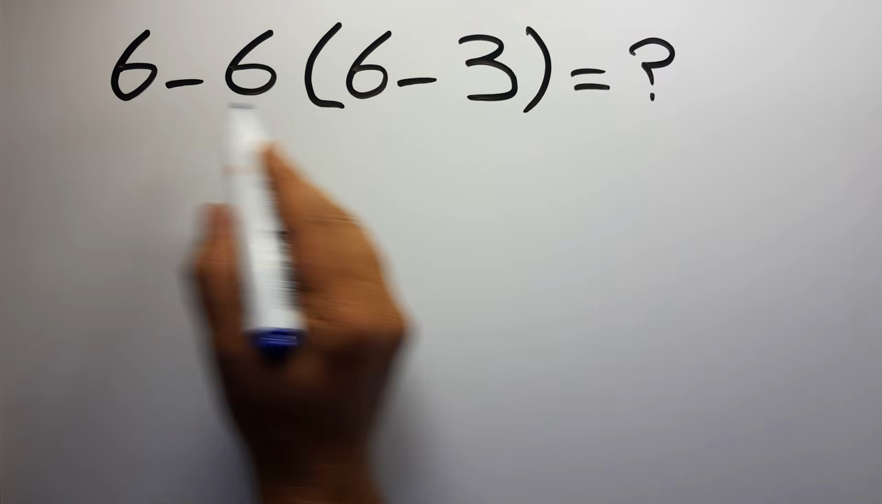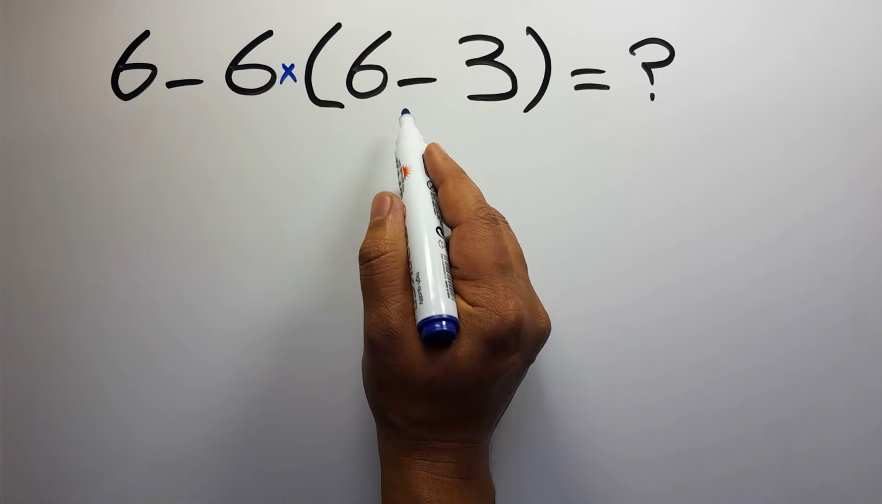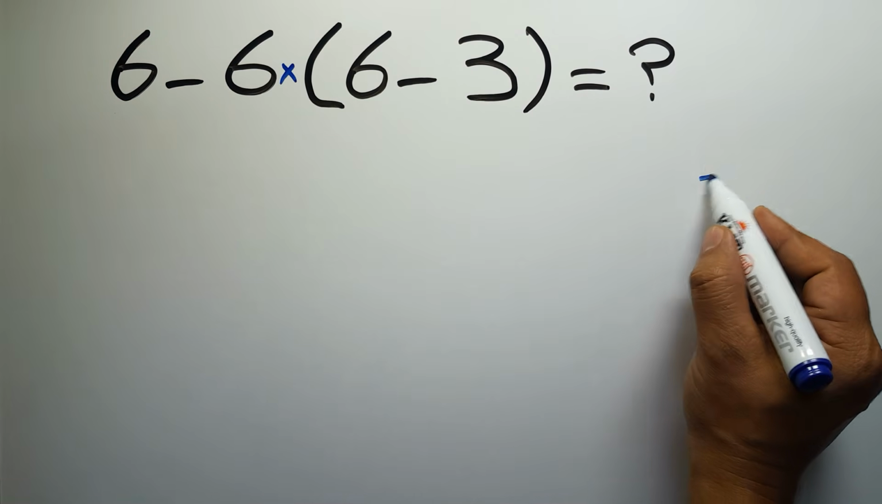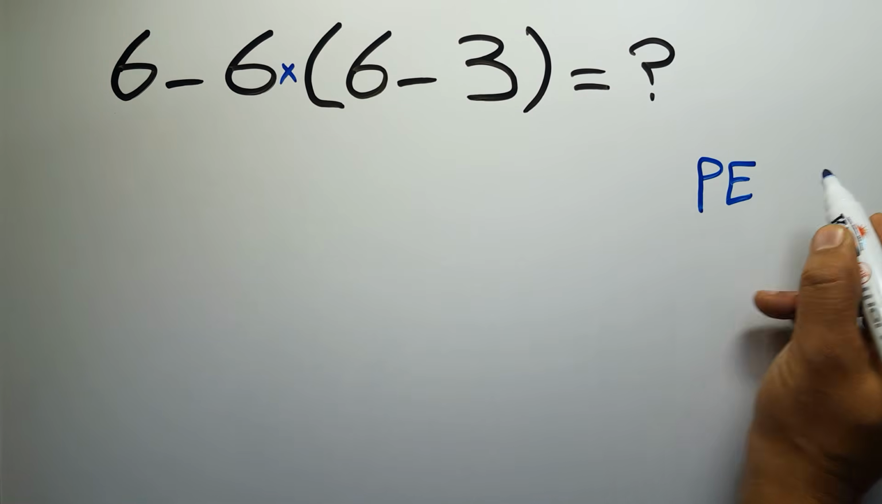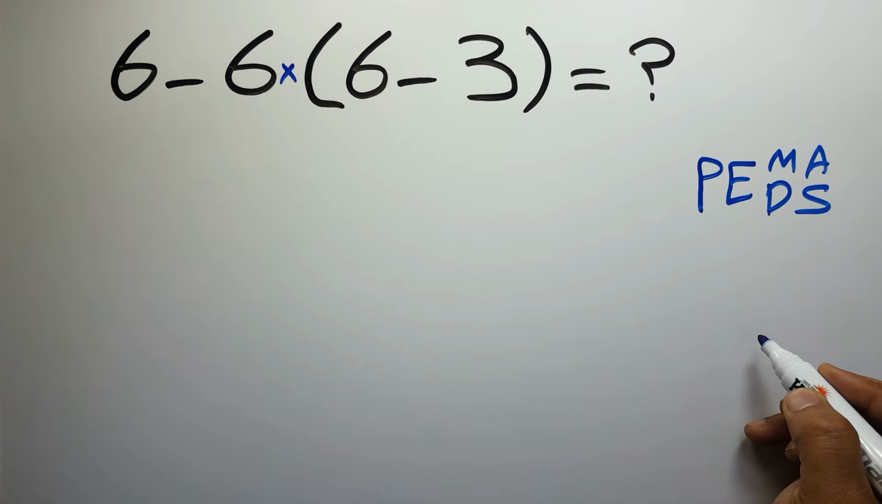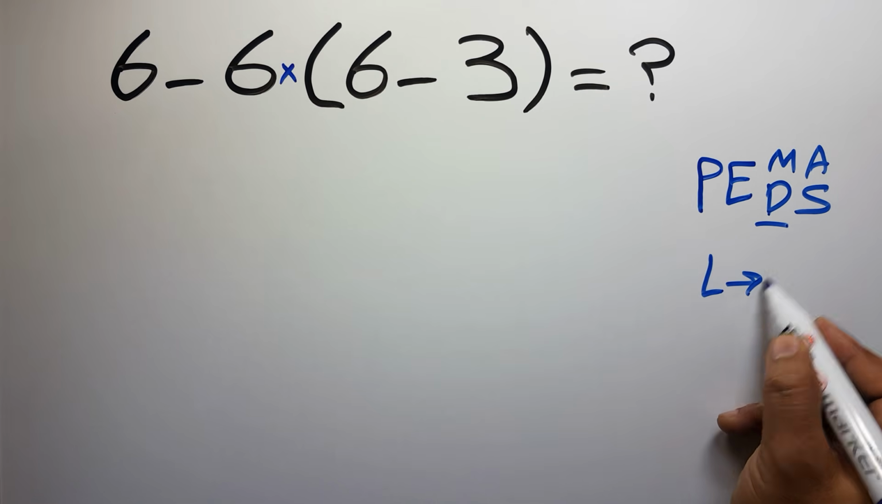In this expression, we have one subtraction, one multiplication, and one parenthesis. Inside this parenthesis, we have one subtraction. According to the order of operations, first we have to do parentheses, then exponents, then multiplication or division, and finally addition or subtraction. Remember that multiplication and division have equal priority and we have to work from left to right.